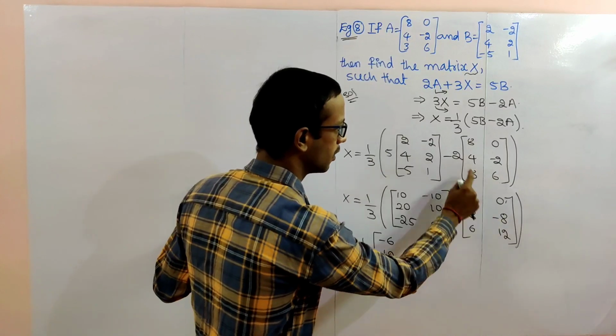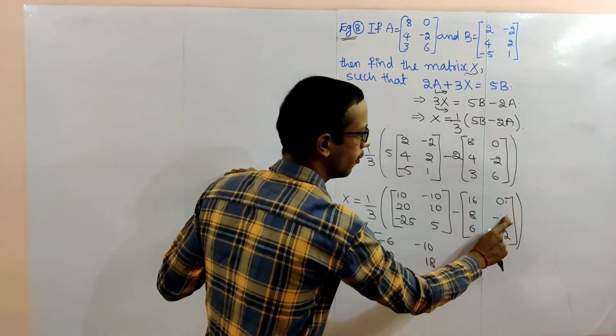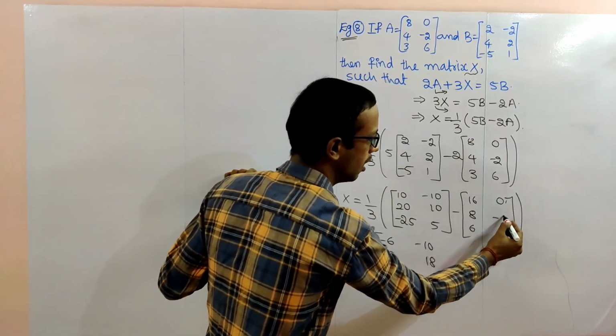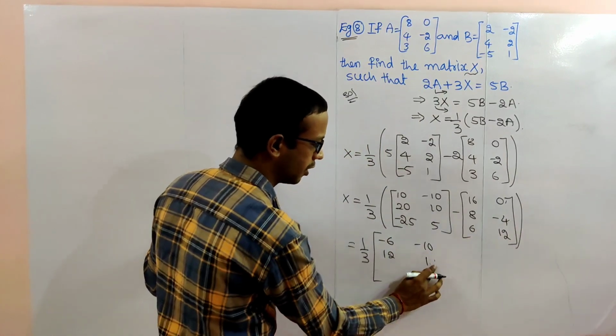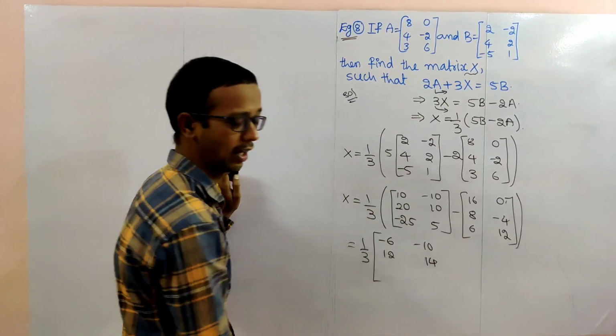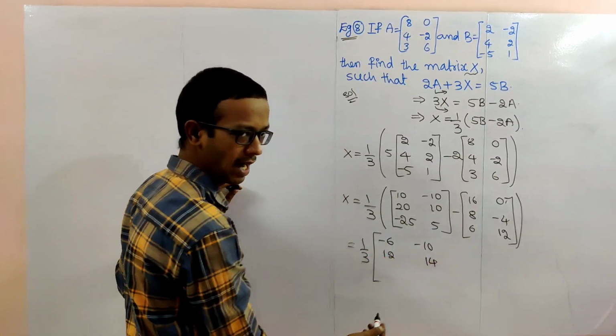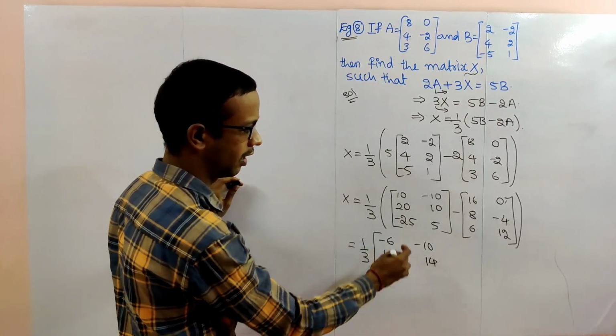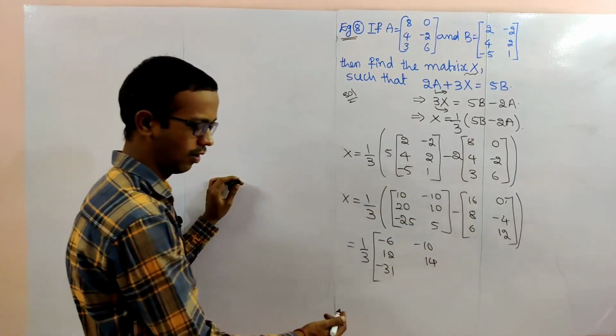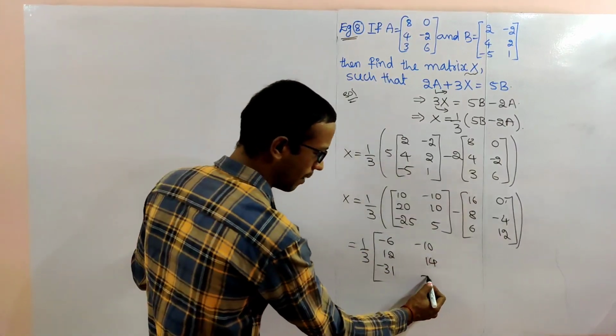Total is, sorry, here 2 2s are 4 you will get. 2 2s are 4 you will get. Minus into minus plus, 14 you will get. 14. Next one, minus 25 minus 6, minus 31. Next 5 minus 12. 5 minus 12 is minus 7.